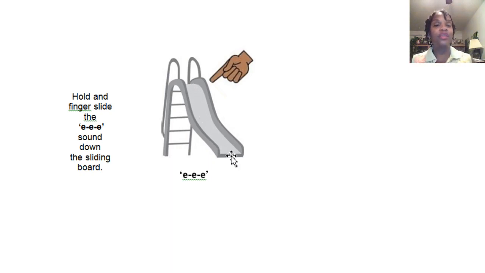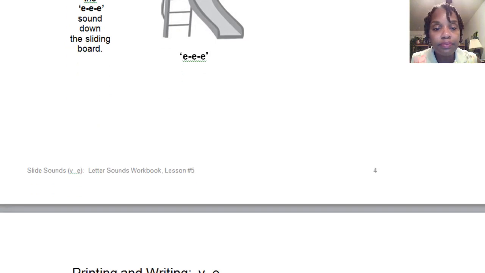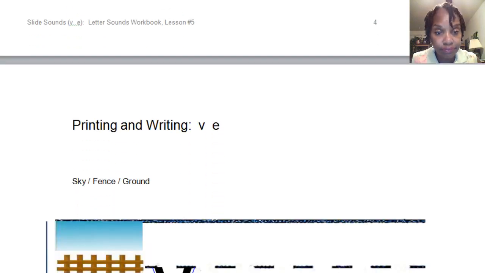Good job. And again, don't forget that when you do this at home in your homework package, you're going to pull out your sliding board poster from class number 1, and you're going to finger slide each new sound down that sliding board poster, right? Good job. All right. Let's move on.